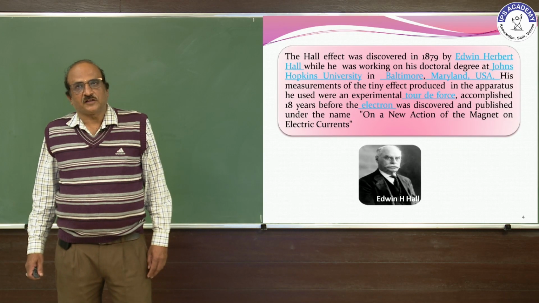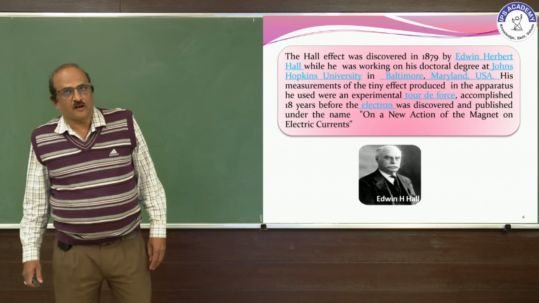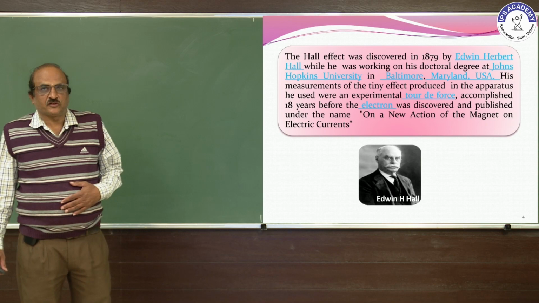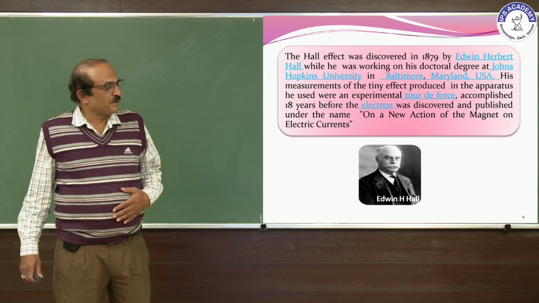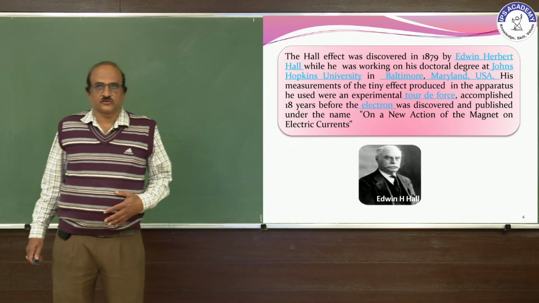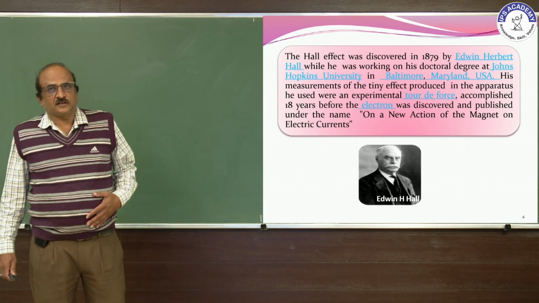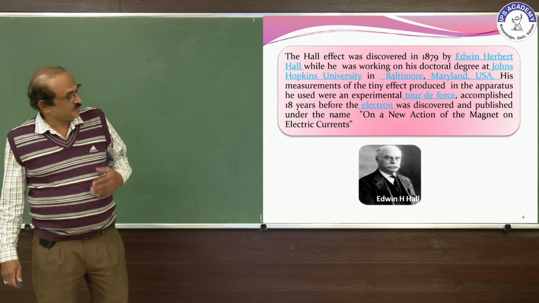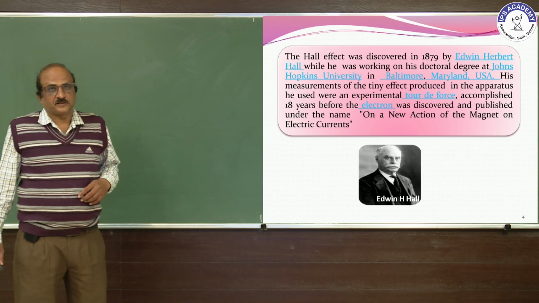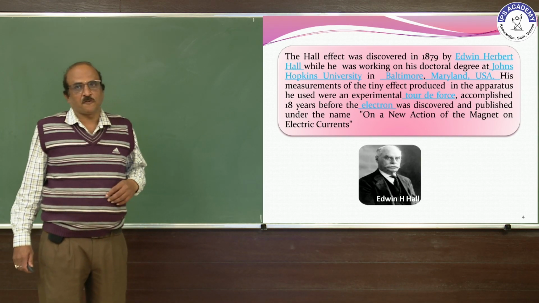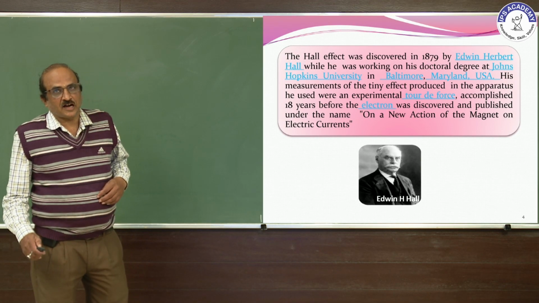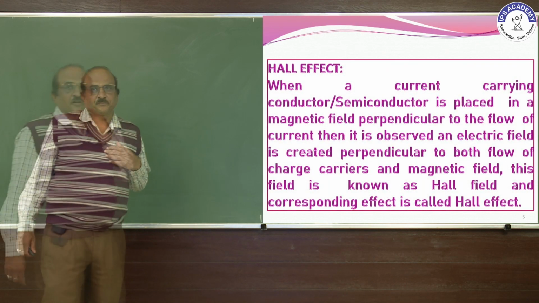The Hall effect was discovered in 1879 by Edwin Hall during his doctoral degree at Johns Hopkins University, and he measured this effect using a tour de force apparatus. But the interesting thing is that it was discovered 18 years before the discovery of the electron. So the person did not know about electrons and he discovered the Hall effect. That is the interesting fact about it. So let us start with the statement.